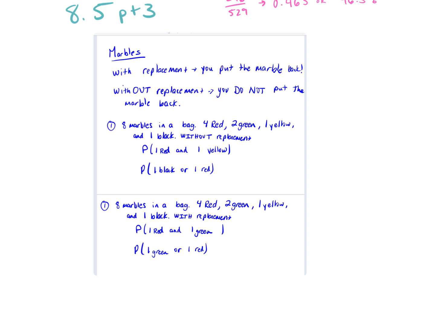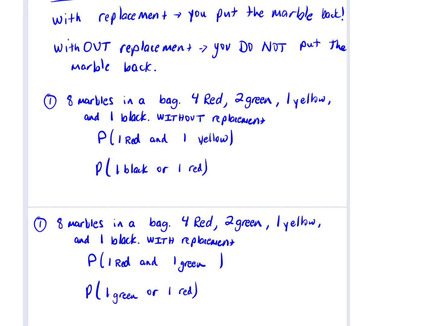Without replacement says that we are going to take that marble out, we put it on the table, and next time I pick a marble out of the bag, I only have 9 marbles, so I would have 1 less. So we have to pay attention to the wording. So with example 1, it says 8 marbles in a bag, 4 red, 2 green, 1 yellow, and 1 black. Without replacement, what is the probability that I pick 1 red marble and 1 yellow?